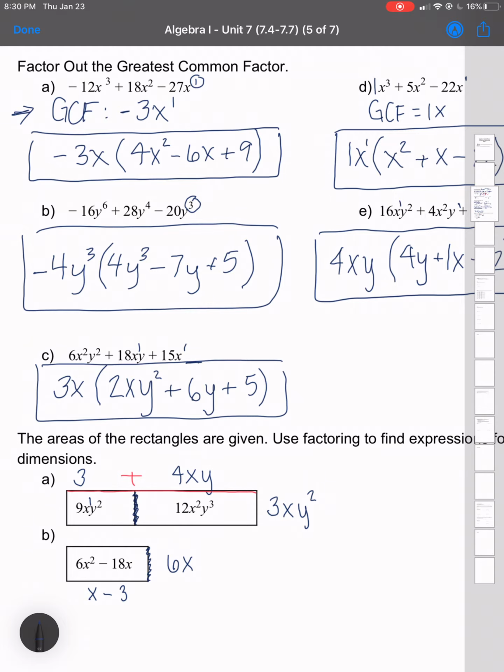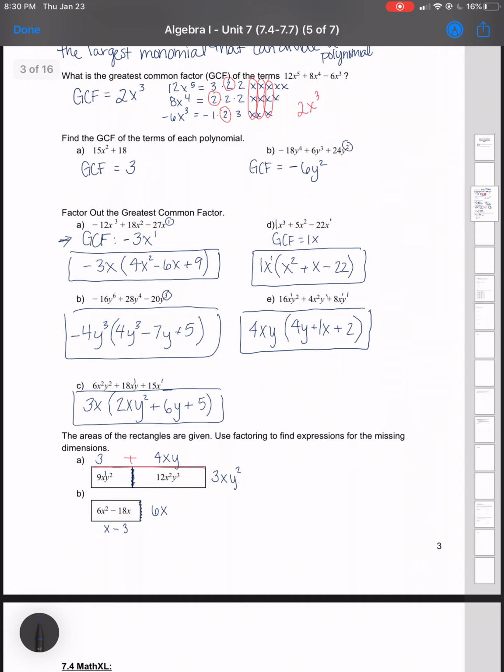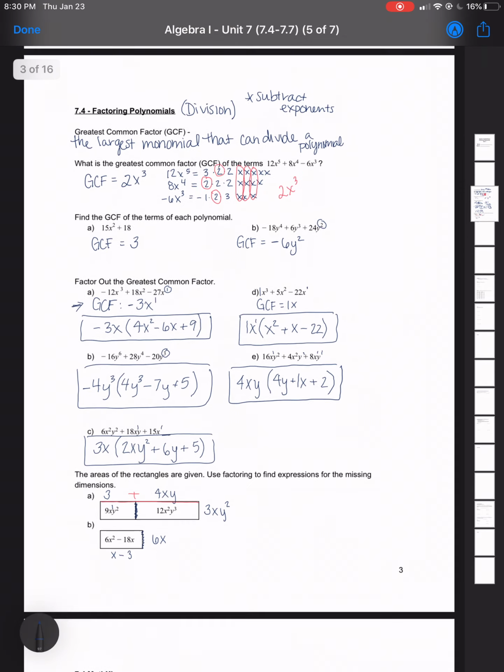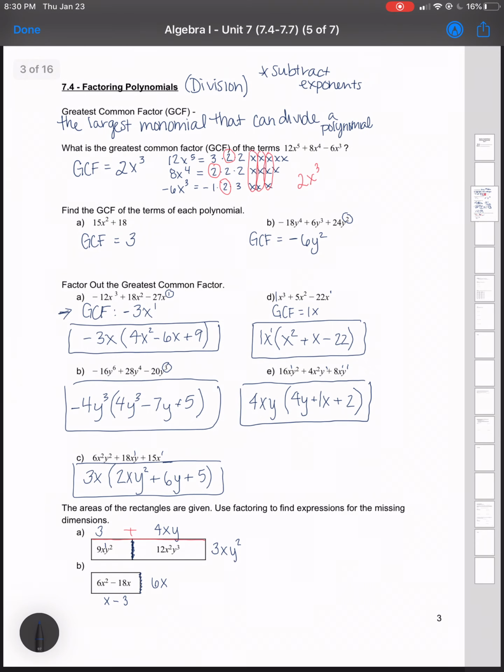And that is using the greatest common factor. If you ever want to check your answers, the opposite operation from division is multiplication, so we can always distribute and see if we got back our original.